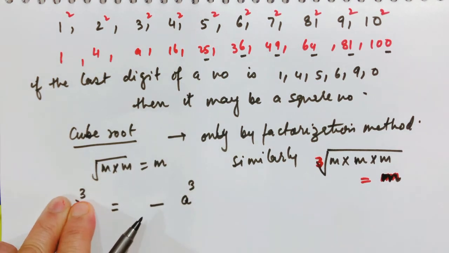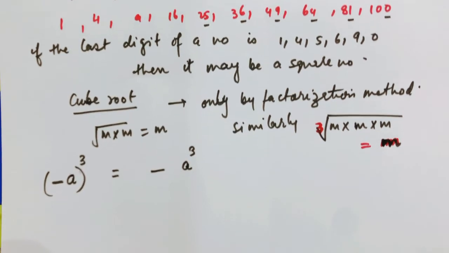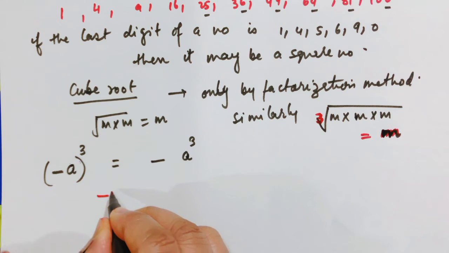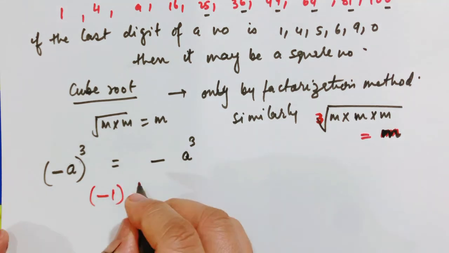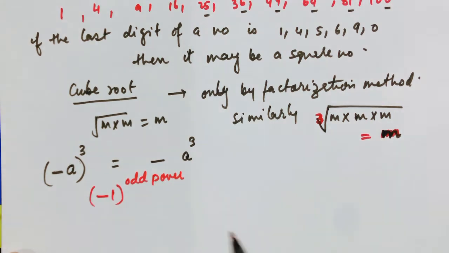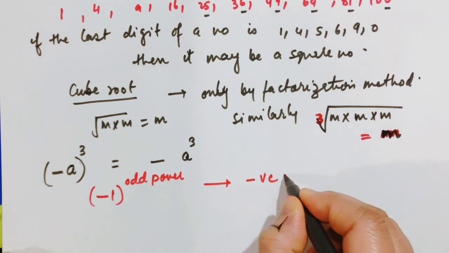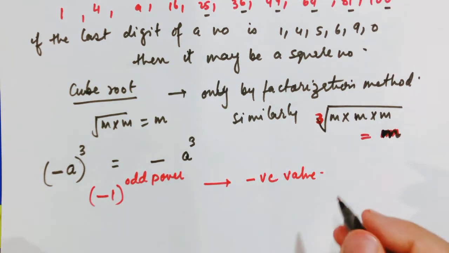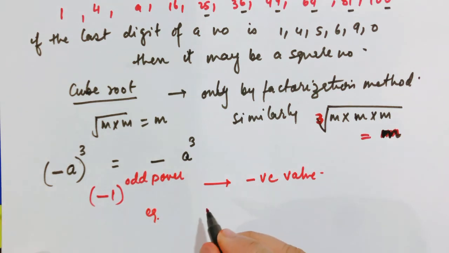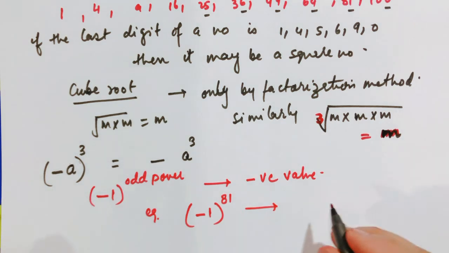For example, any negative number, for example let's take -1, raised to an odd power, this odd power will give a negative value, okay. For example, let us take minus 1 to the power 81, so you will get a negative value.